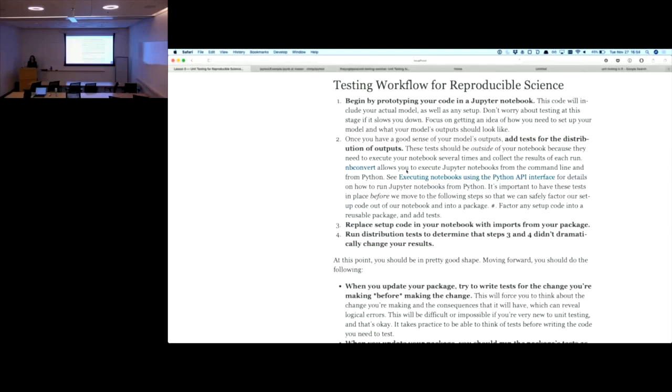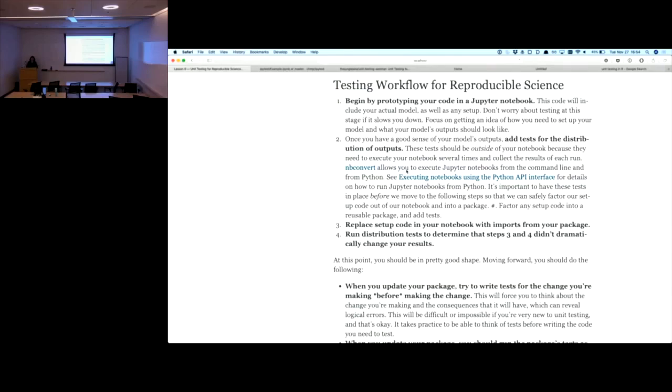I would be thinking about what my model's outputs should look like. And once I've got a model in my Jupyter Notebook that I think is what I want, then I would add those types of tests for the distribution of outputs. I would say, okay, I think that my results should conform to this distribution. I'm going to write a test that will run my notebook a bunch of times, collect all the results, and make sure that those results seem like they're drawn from that distribution.